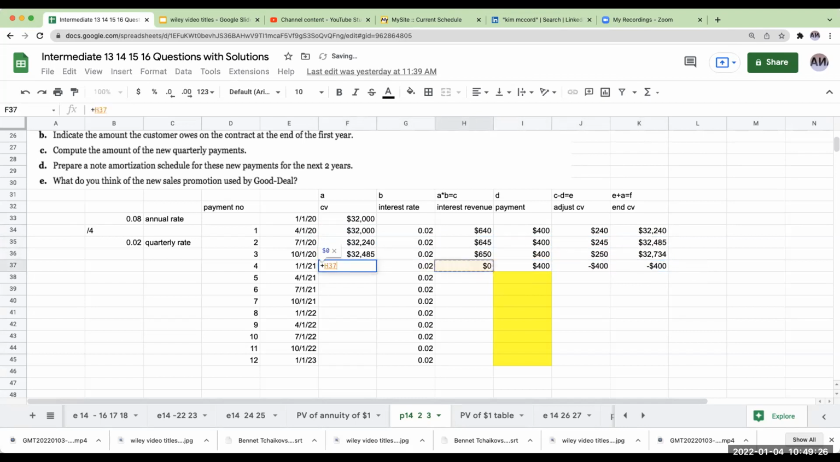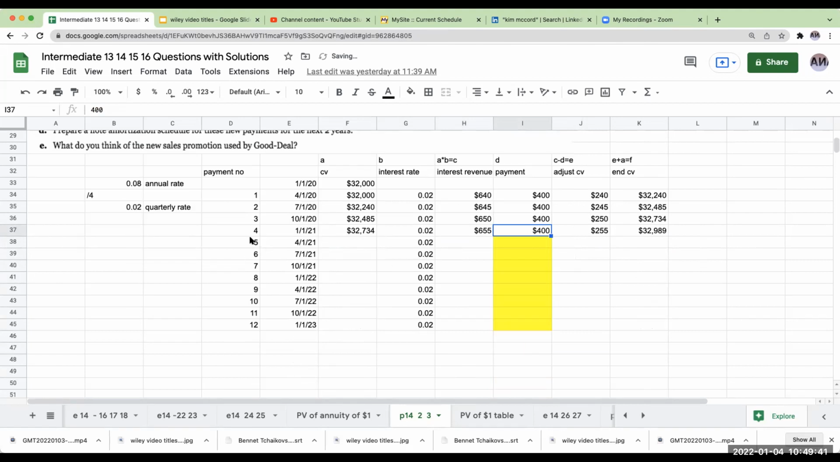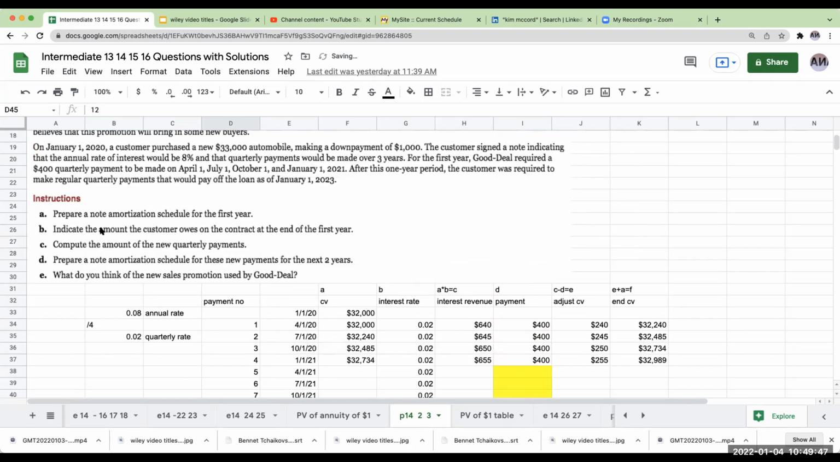And so for the first year, what ends up happening is that my carrying value, or what the customer owes me, the payments they were making were not even going through and covering the base amount of the loan. So over here, I've got 1, 2, 3, 4, 5, 6, 7, 8. Indicate the amount the customer owes on the contract at the end of the first year. So the customer would owe $32,989.